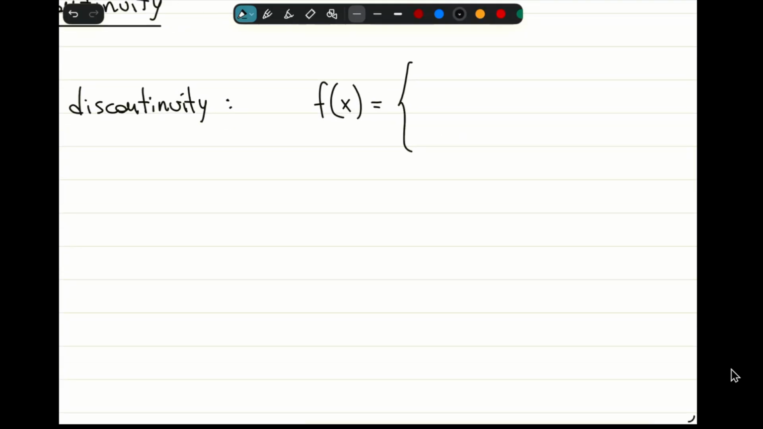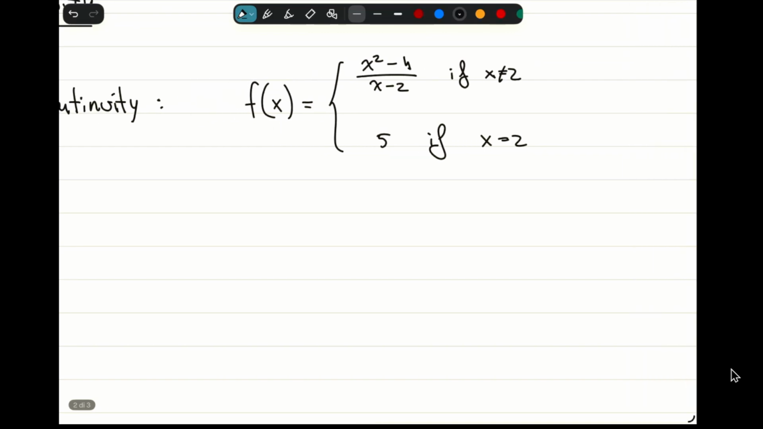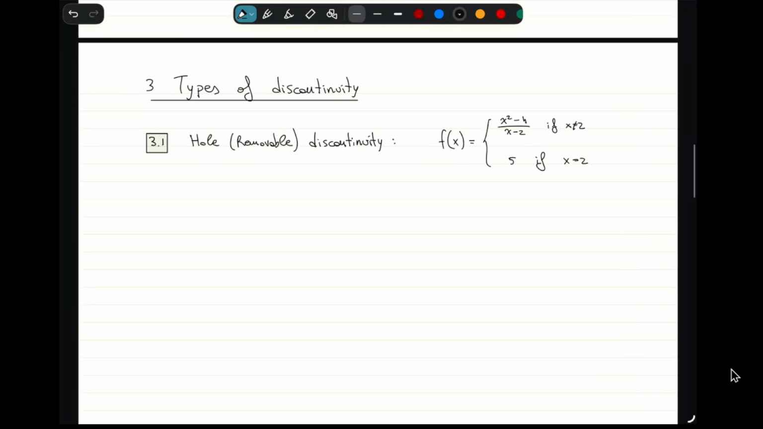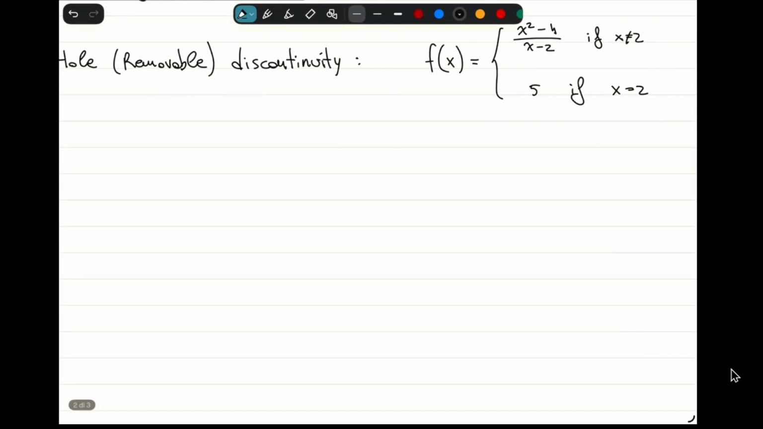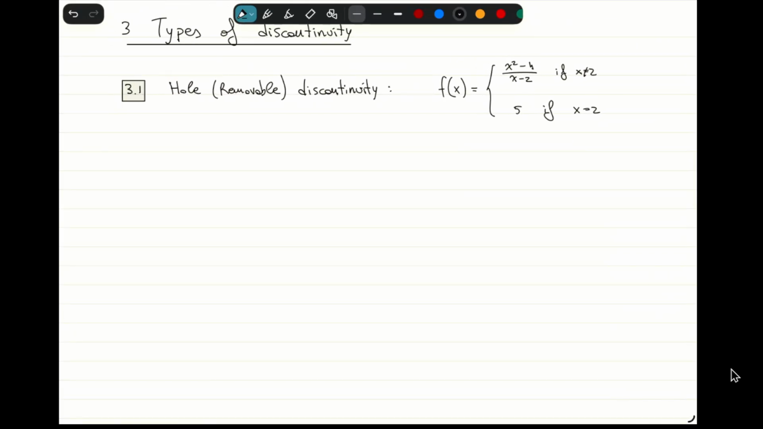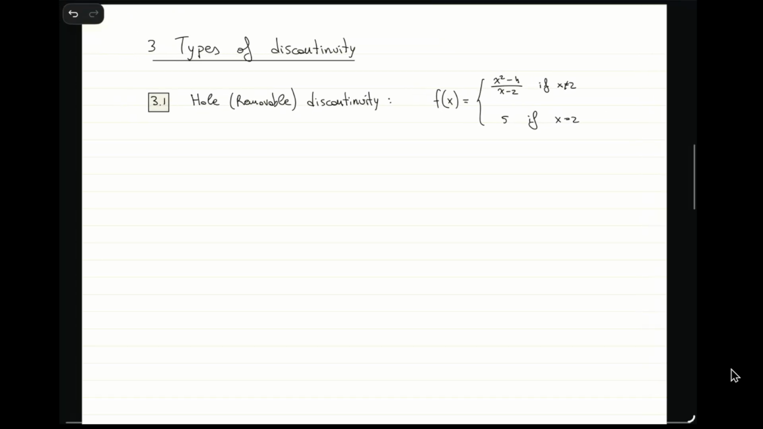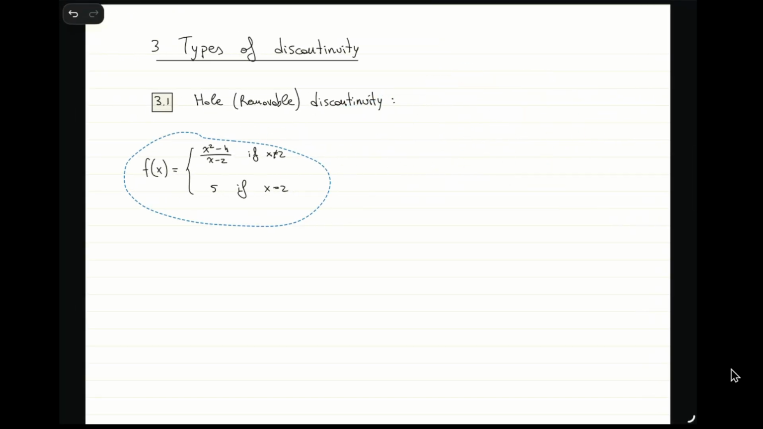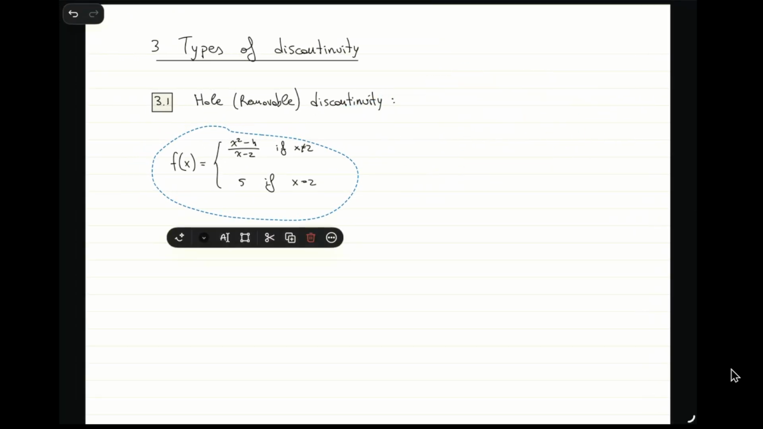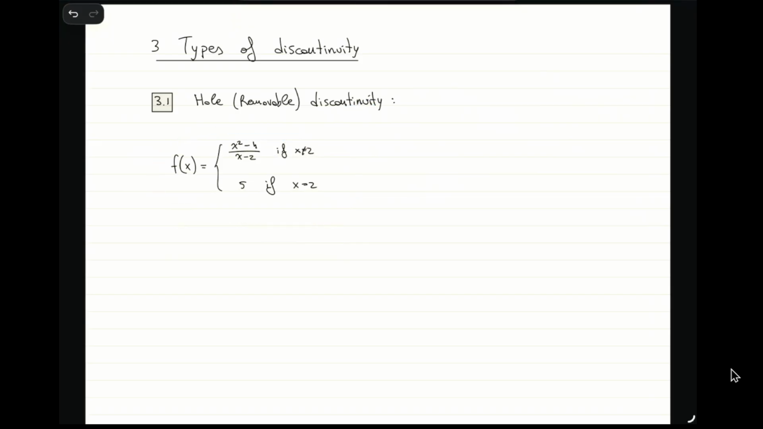So let's define f of x. So f of x will be x squared minus 4 over x minus 2 if x is different than 2. Nice. Then down here we have 5 if x is equal to 2. So first thing we do is we see that we have a factorable component here. Actually, why don't I bring this down here so I can follow up on it?